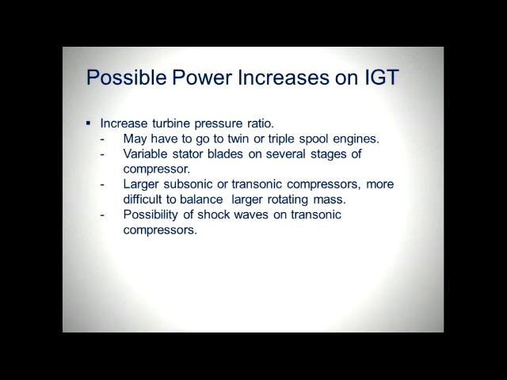So you get a larger subsonic compressor or transonic compressor, which means that the Mach number of the flow going through the compressor blades is between 0.8 and 1.2. Transonic compressors are more difficult to balance, and large subsonic compressors are more difficult to balance because you've got a large rotating mass. And with transonic compressors, you can get shock waves, which are not good, which lead to vibration.